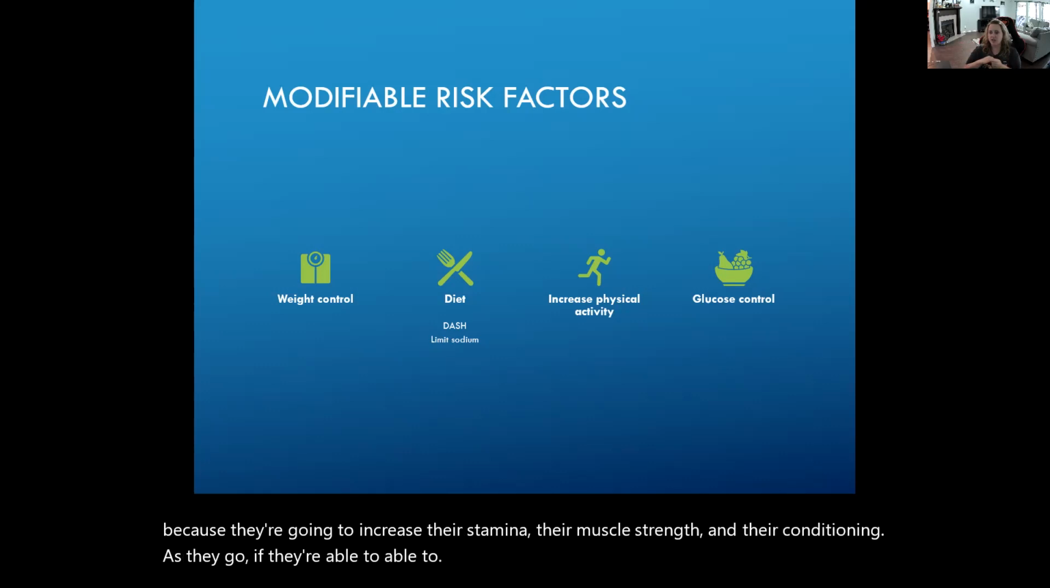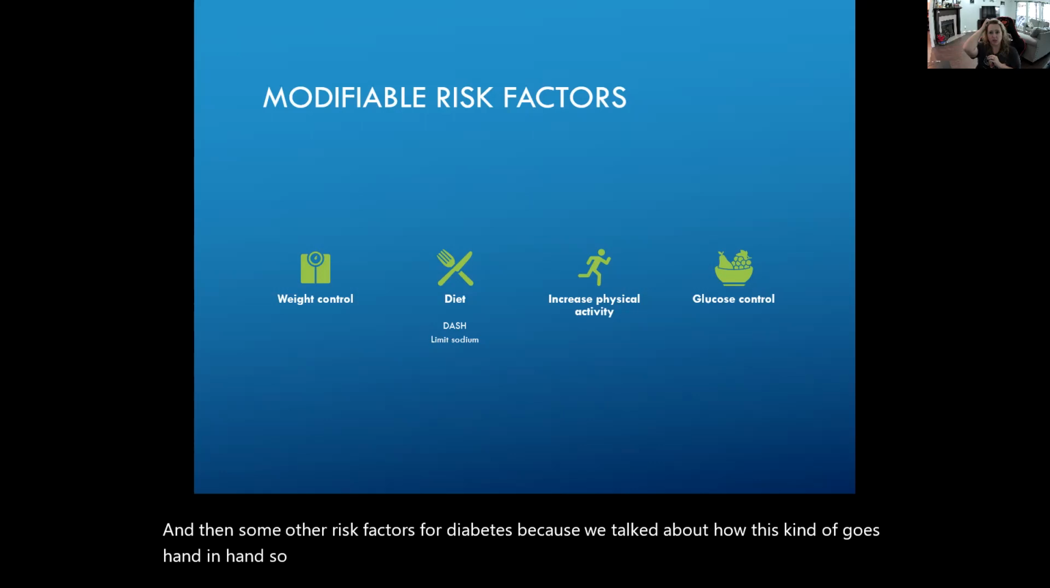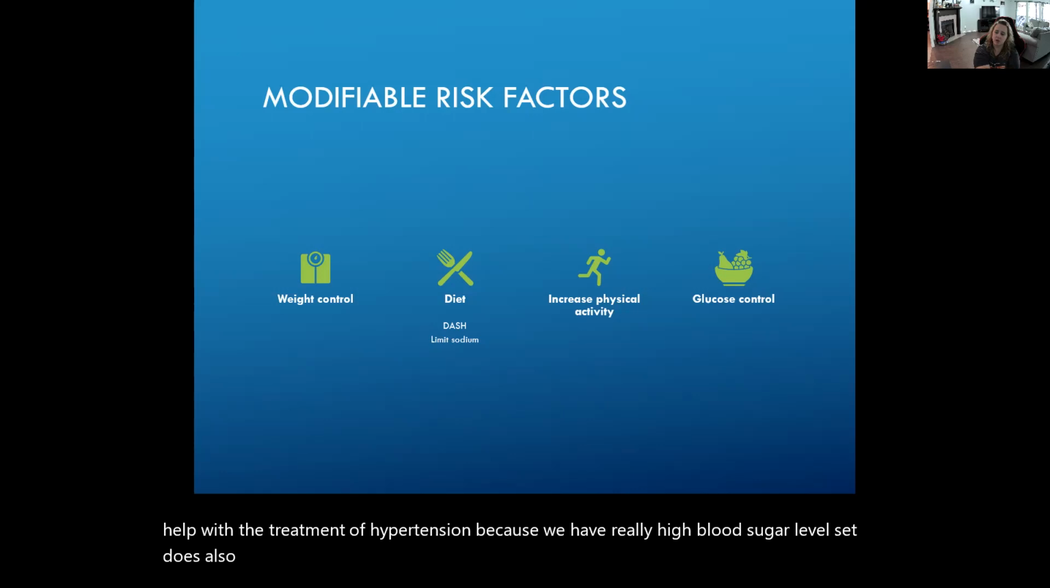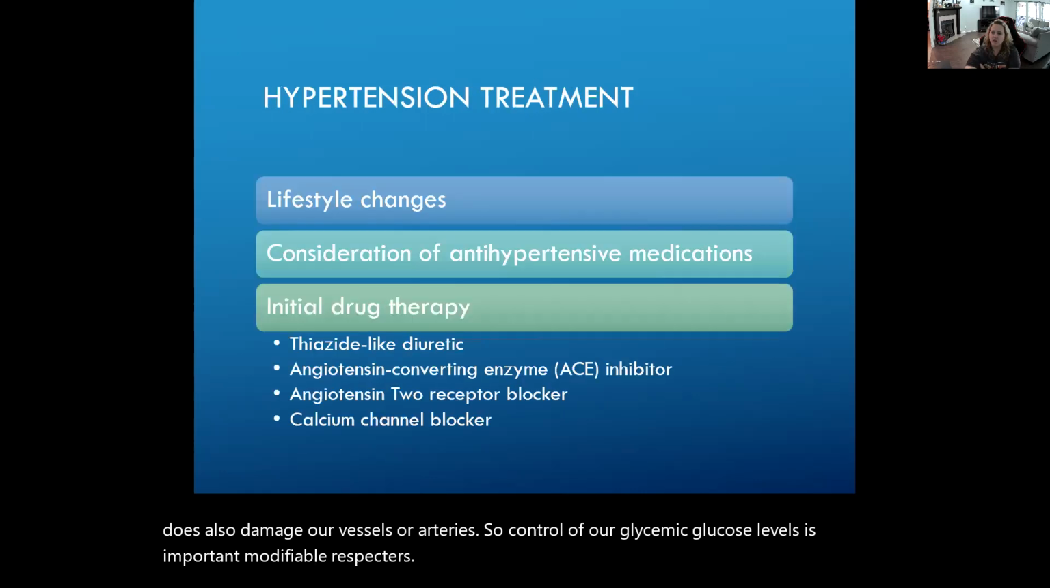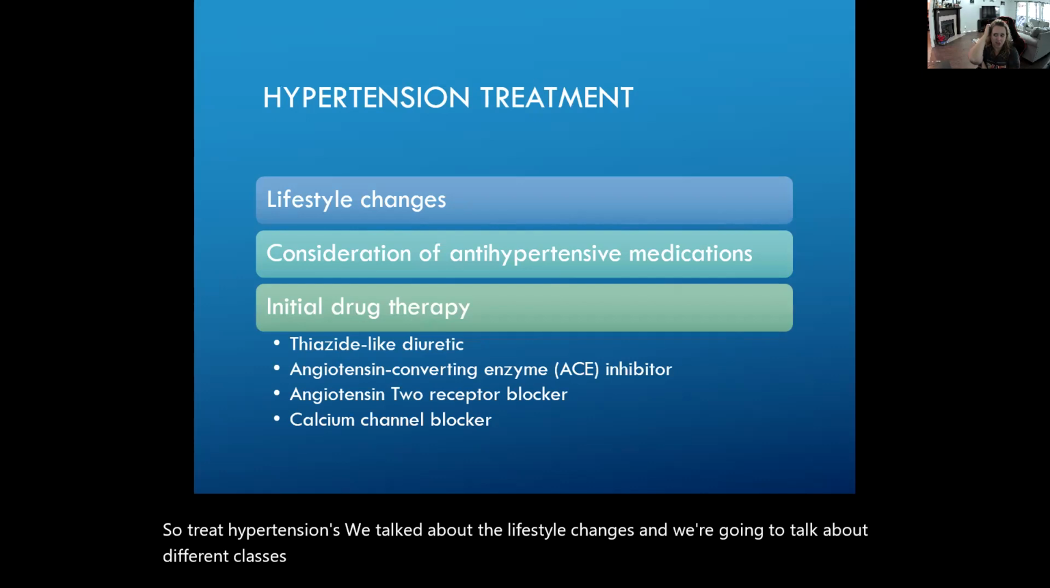Some other risk factors are diabetes, because we talked about how this goes hand in hand. So having control over the blood glucose levels for those who are diabetic will help with the treatment of hypertension, because when we have really high blood sugar levels, that also damages our vessels, our arteries. So control of our glycemic glucose levels is an important modifiable risk factor as well. For treatment of hypertension, we talked about the lifestyle changes. We're going to talk about different classes of antihypertensive medications now.